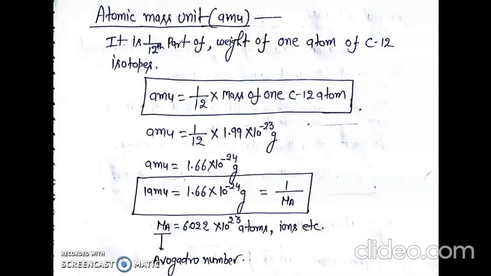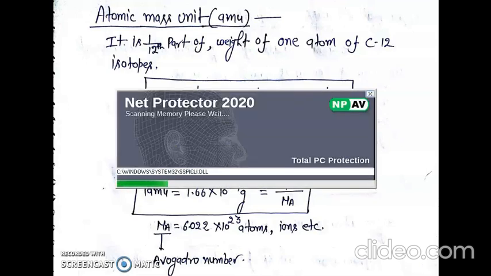or 1 AMU is equal to 1 by Na, where Na is equal to Avogadro number. The value of Avogadro number is 6.022 into 10 to power 23. It may be atoms, ions, etc.